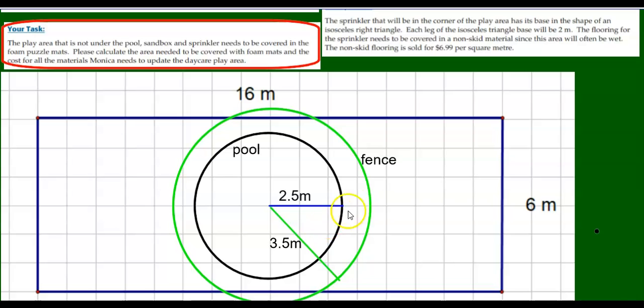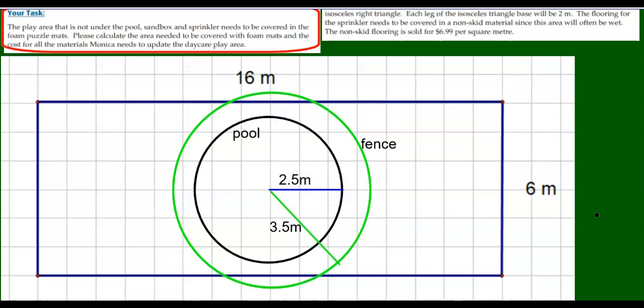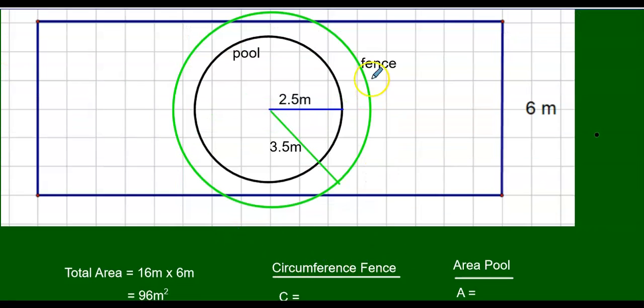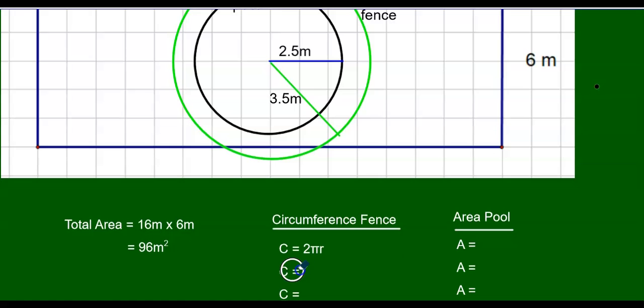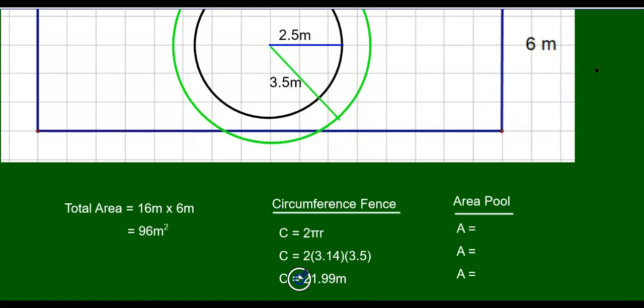So let's find the circumference of the fence and the area of the pool. Let's start with the circumference of the fence. We determined that the radius will be 3.5. It's 1 bigger than the pool. So how do we find the circumference? It's 2 times pi times r. So 2 times 3.14 times radius 3.5 for the fence. The green is the fence. So the circumference of the fence is 21.99 meters. Let's put the units in there so we don't get confused.